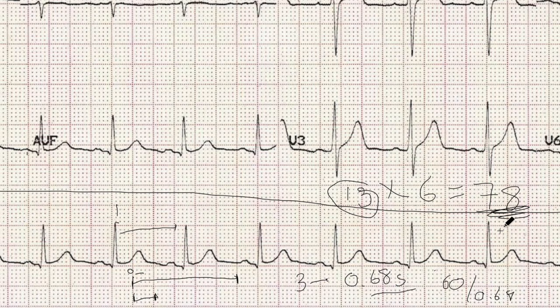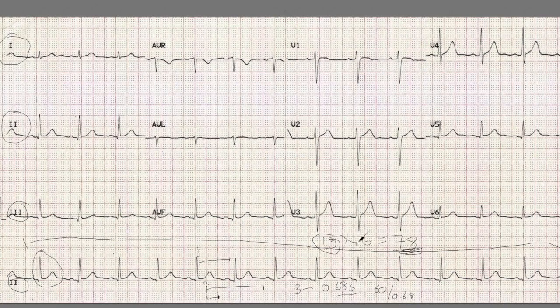It's more reliable in case this rhythm strip isn't equal to 10 seconds. Another way is to sort of look at the patterns and see how many big squares the boxes correspond to.